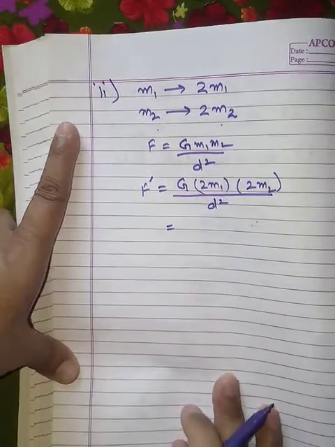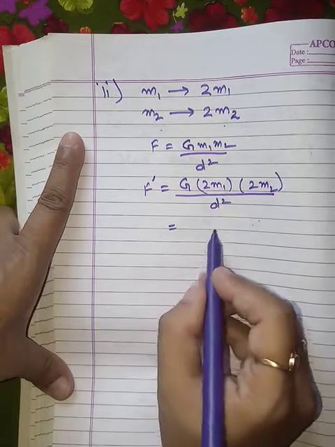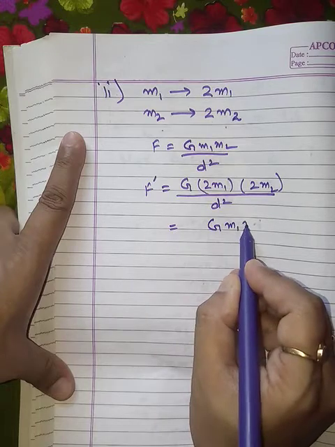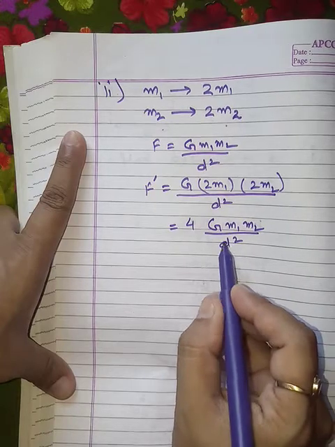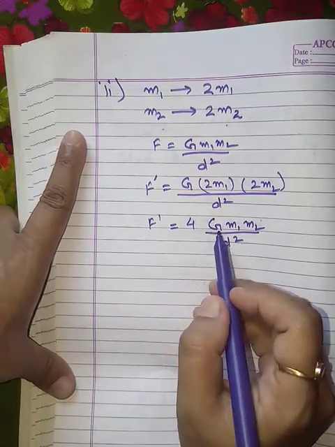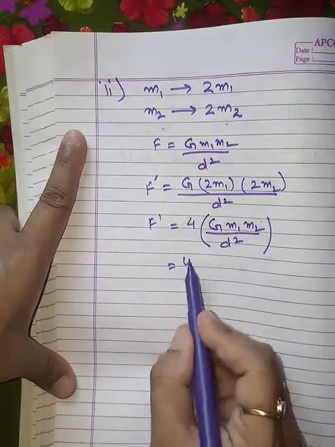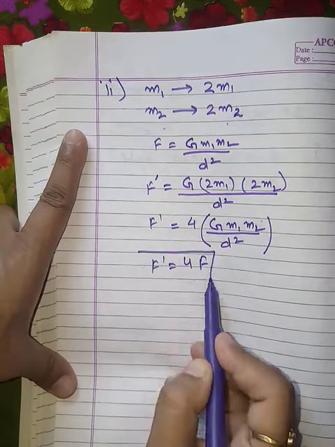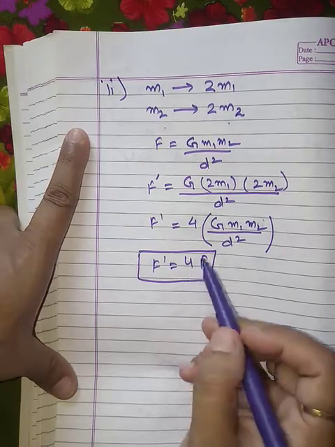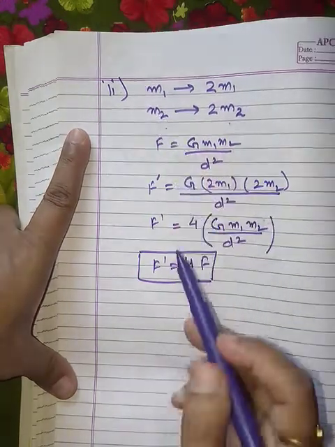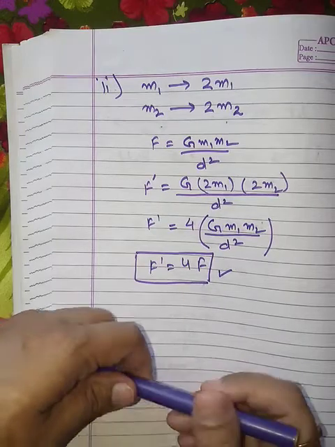So it will be G and m1 m2 can be separated out because they are variables over here, and 2 multiplied by 2, that is 4, and divided by d square remains the same. So this is F dash, and this is the actual F. So it will be 4 times of F. Here also when the masses are doubled, each of the masses are doubled because there are 2 masses, so it becomes 4 times. The answer in both the cases will be 4 times.